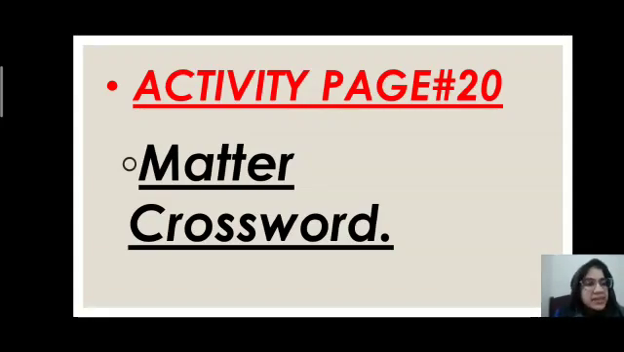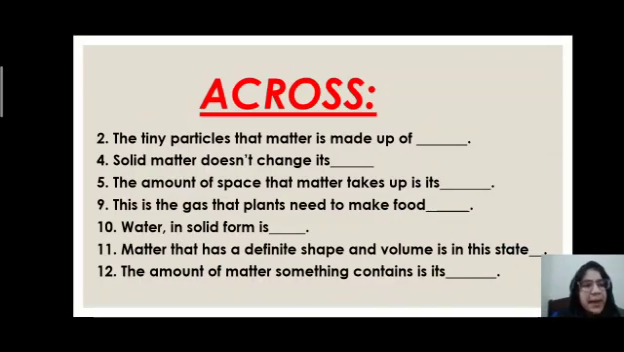All the fill in the blanks are given in your book. You have to read one statement and you have to guess the correct answer. Then you have to write that answer in the crossword puzzle. Continuing with these steps, your crossword puzzle will be completed. Now, first of all, I am going to explain you the fill in the blanks of across, the horizontal ones.